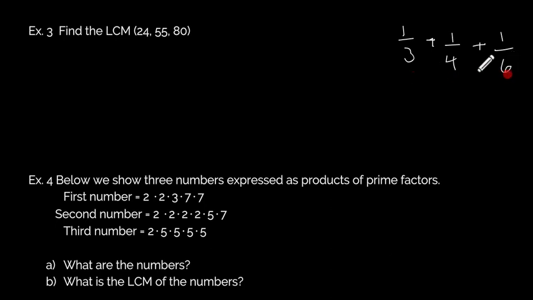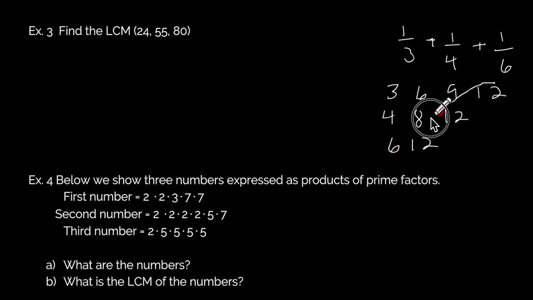Now the way you can look at it is we would have 3, if we did the multiples, 3, 6, 9, 12. Let's do the multiples of 4. 4, 8, 12, and 6, 12. The least common multiple would be 12. And that's what we're going to be finding, the smallest number that all these numbers divide into. This is the smallest number that 3, 4, and 6 divide into: 12.